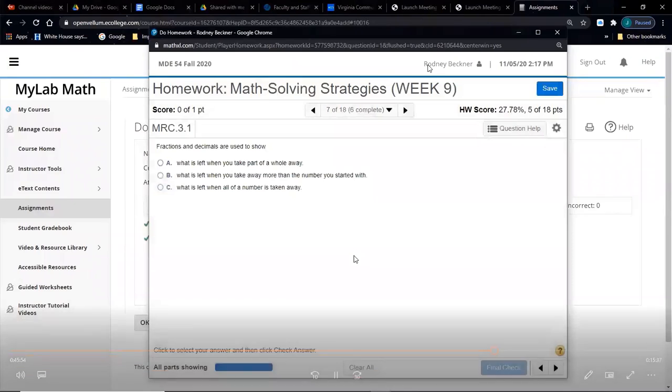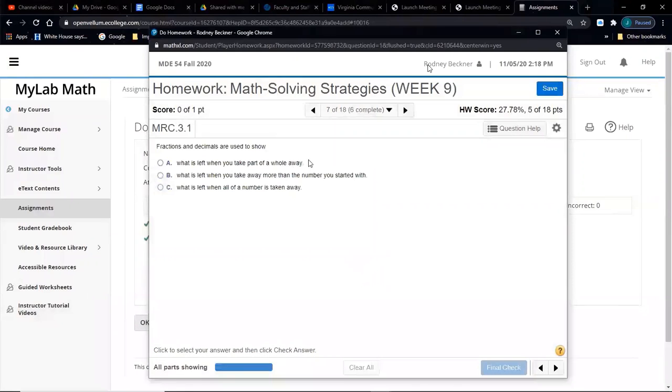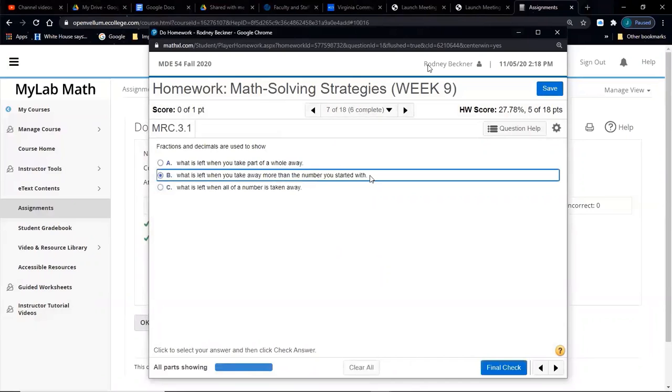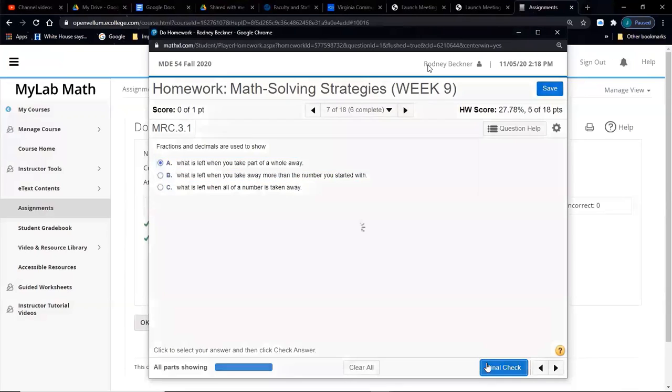Fractions and decimals are used to show what is left when you take part of a whole away, what is left when you take away more than the number you started with, what is left when all of a number is taken away. If you take away more than the number you started with, that can't be just a part, that's more than the whole, so B's out. What is left when all of a number is taken away, or what is left when you take part of a number away? Well, if you take a whole away from a whole, you're left with nothing. So that's not really that great. So it's what is left when you take part of a whole away.